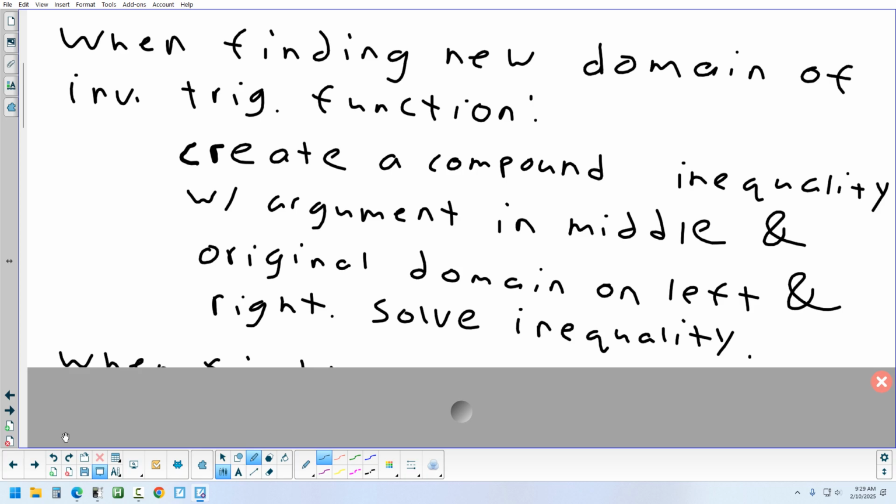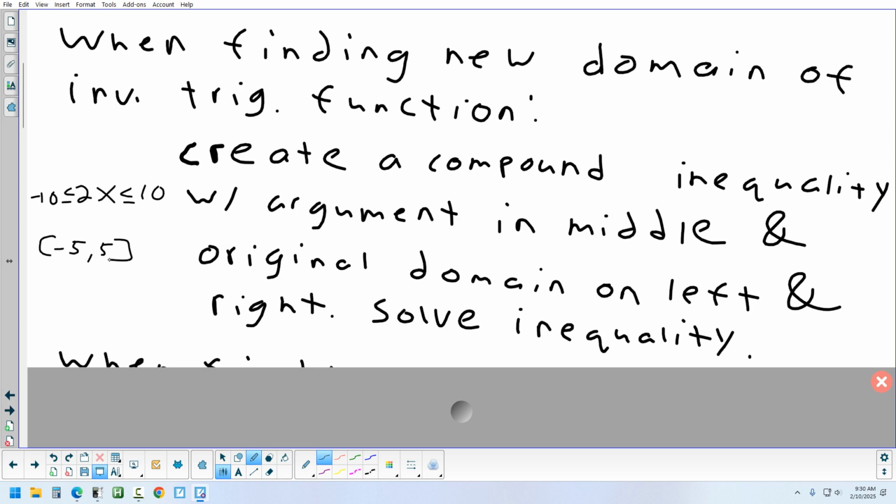Okay, so here's an example of a compound inequality. Let's say we had a 2x as the argument, and just to keep the numbers simple, let's say we had something that had a domain from negative 10 to 10. And we had a 2x for the argument. Put the original domain on the left and the right, put the argument in the middle, and now divide everything by 2 to solve it. That would be your new domain.